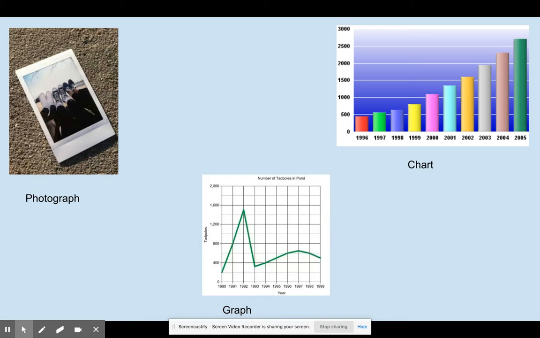Here's a couple more. We have a photo. So we all know what a photograph is. A lot of our bug books had photos in them because they were showing us informational stuff, right? You could use a chart to show different things within your story, or a graph.